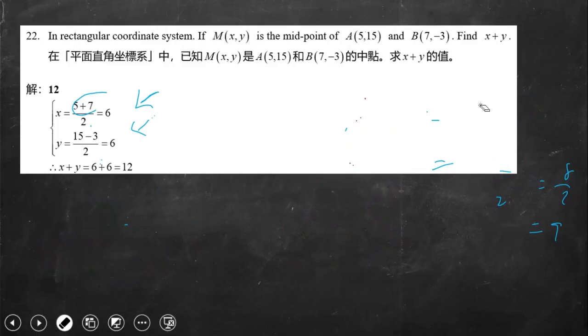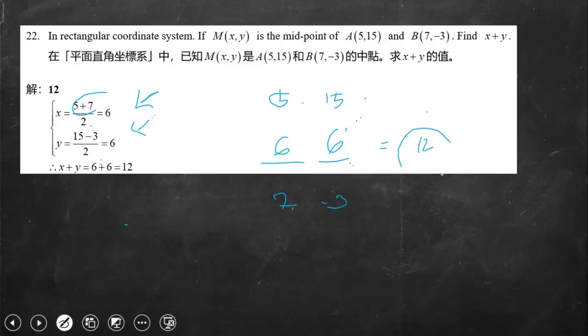Now that we know from the earlier formula, 5, 15, and then 7, negative 3, the midpoint is 6, and here is also 6. So of course, the sum of x plus y is, okay, the average. True. The average is the middle.